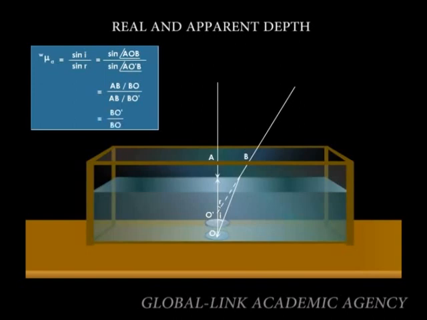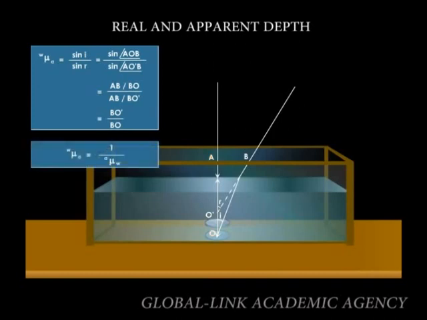Since the aperture of the eye is very small, the two rays from A and B will enter the eye only if B is very close to A, and hence BO' is approximately equal to AO'. AO' is the apparent depth. BO is approximately equal to AO. AO is the real depth.